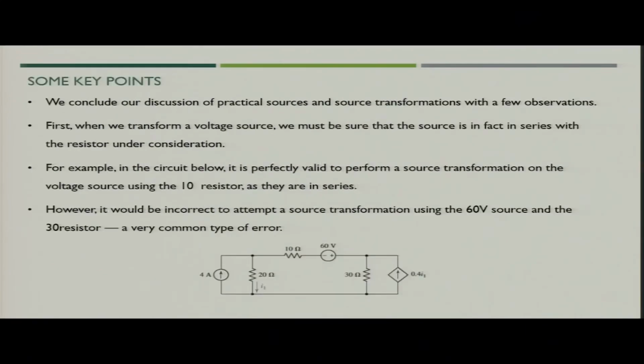Now, some key points which you have to remember is that for a practical source, the source transformation should be considered while keeping these particular aspects in mind.